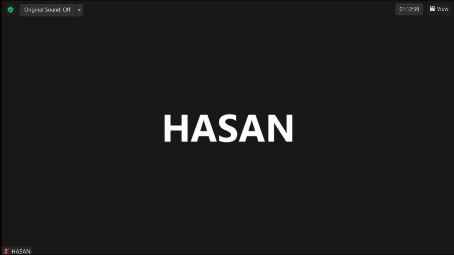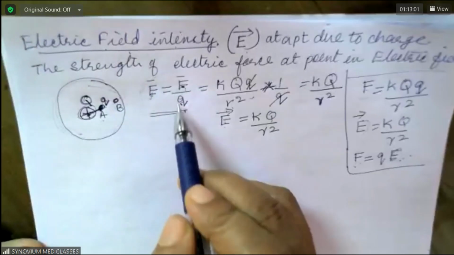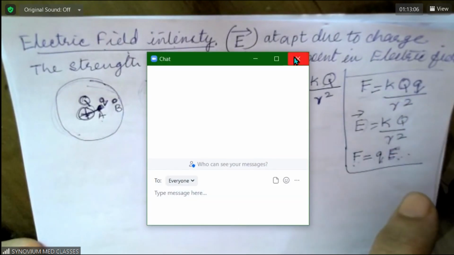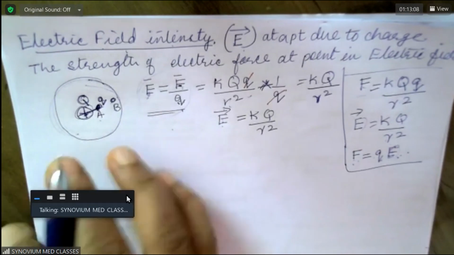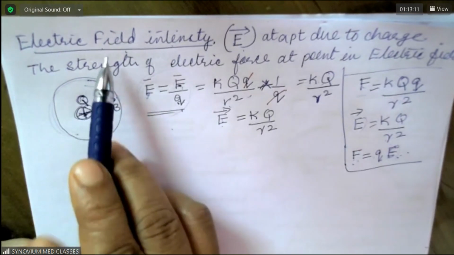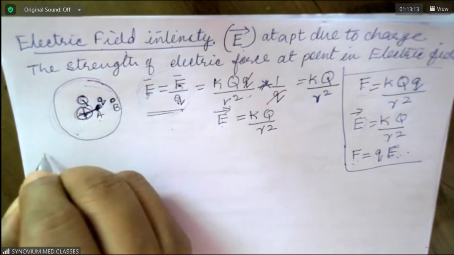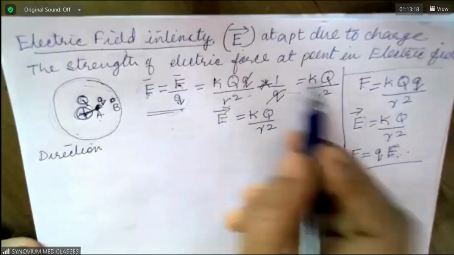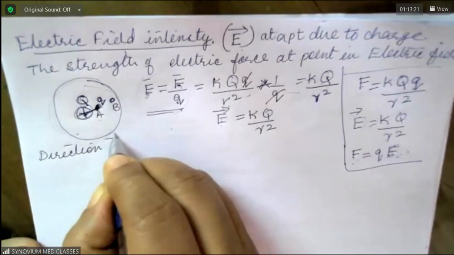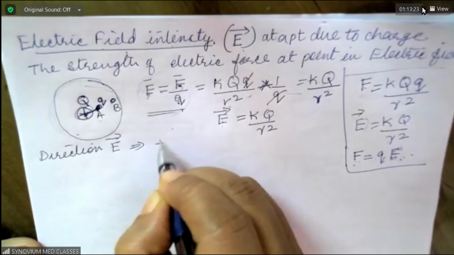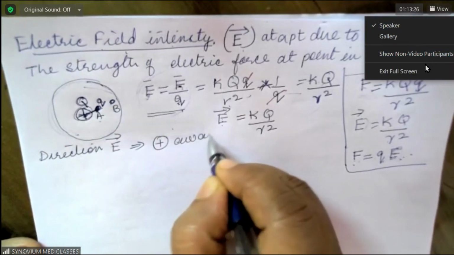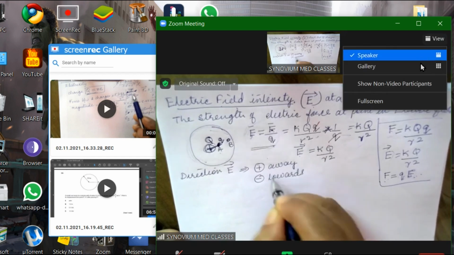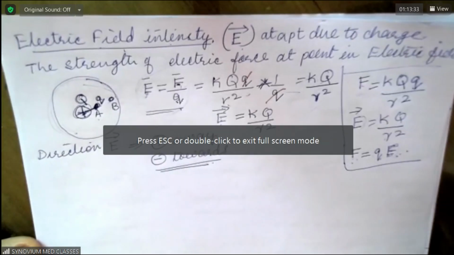So the formula is E equals F by q, or F equals q into E, or Eq, very, very important. Now here also a common question that they ask is the direction of the electric field. This is how you find the magnitude. Direction of E: from positive, away; negative, towards. This is the only thing that you have to remember.